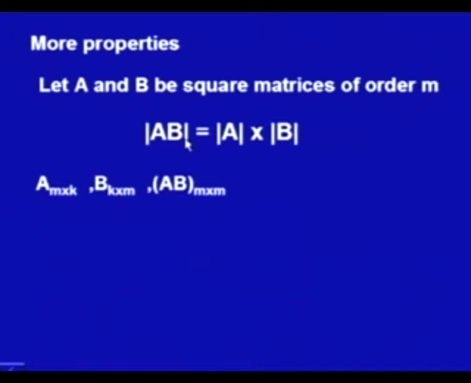The determinants are applicable only to square matrices. So, it may happen that AB is a square matrix, but A and B are not square matrices. In this case, A is m by k, B is k by m, so AB will be m by m. AB is a square matrix, its determinant is possible, but if you want to apply this property, then determinant of A, an m by k matrix, is not defined, and determinant of B is not defined. So, this will not be defined for this set of matrices. This property is true only when A and B are square matrices of the same order, say m.